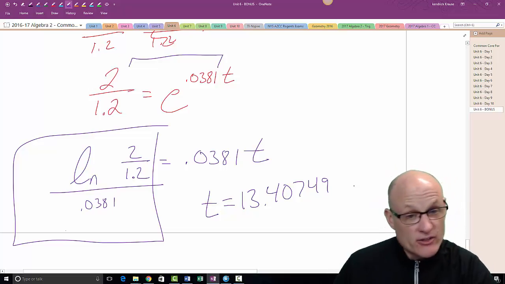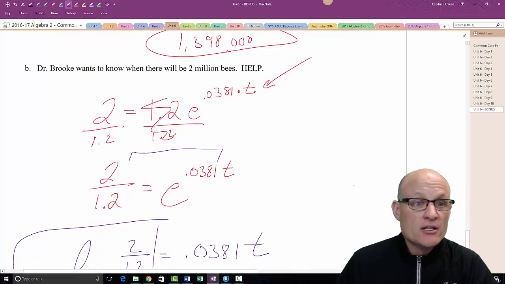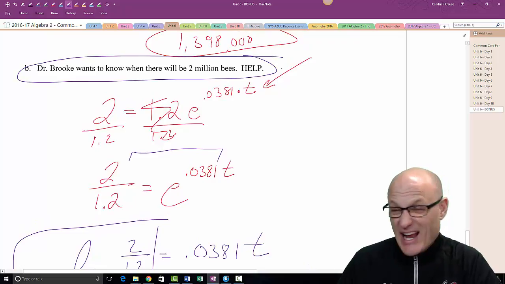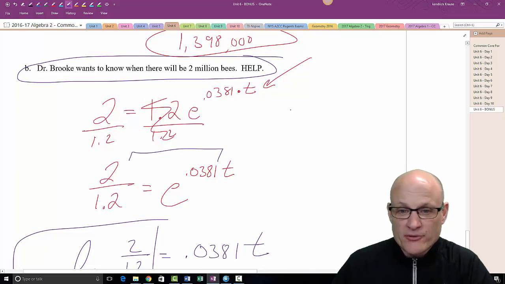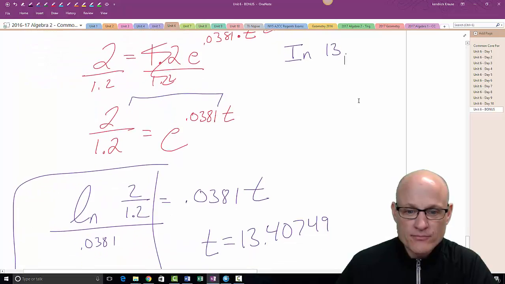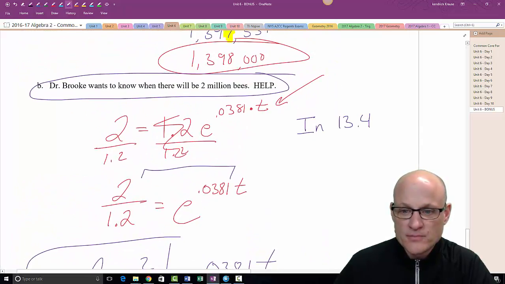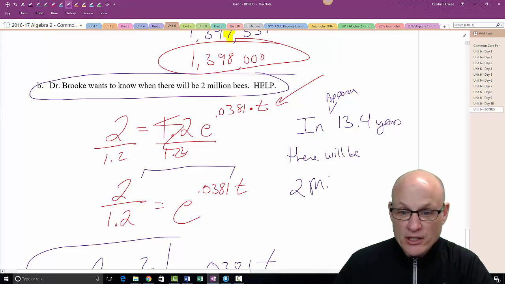Did they ask me what year is it going to be? We got to ask. When will there be 2 million bees? When? So you could actually answer this in 2 different ways. In approximately 13.4 years, there will be 2 million bees.